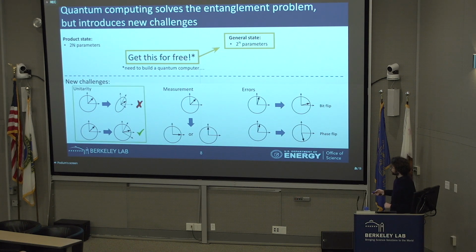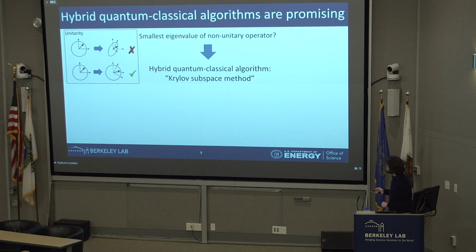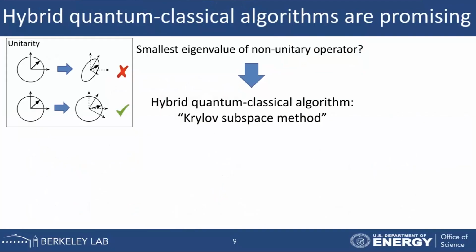Okay, so I'm going to tell you a bit about how we can address this challenge of unitarity. One key idea is to use what we call hybrid quantum-classical algorithms, where we use some features of the quantum computer to deal with the difficult entanglement aspects, but a classical computer to deal with the fact that we can't do these unitary transformations. In particular, we're going to use something called the Krylov subspace method in order to find the smallest eigenvalue of a non-unitary operator, which could be like your energy function, your Hamiltonian for your system.